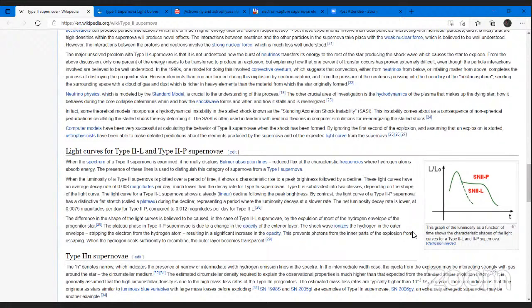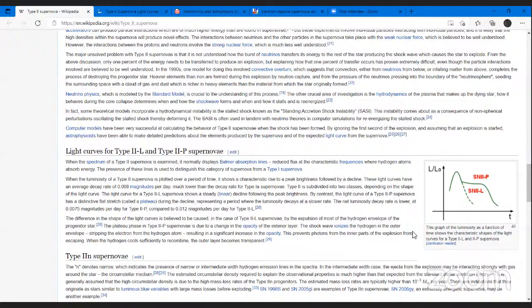When the luminosity of a type 2 supernova is plotted versus time, it shows a characteristic rise to a peak brightness, as you can see on the right side of the graph. Then it is followed by a decline. These light curves have a decay rate of 0.008 magnitudes per day, much lower compared to type 1A supernova. Depending on these shapes, they are distinguished into these two types.